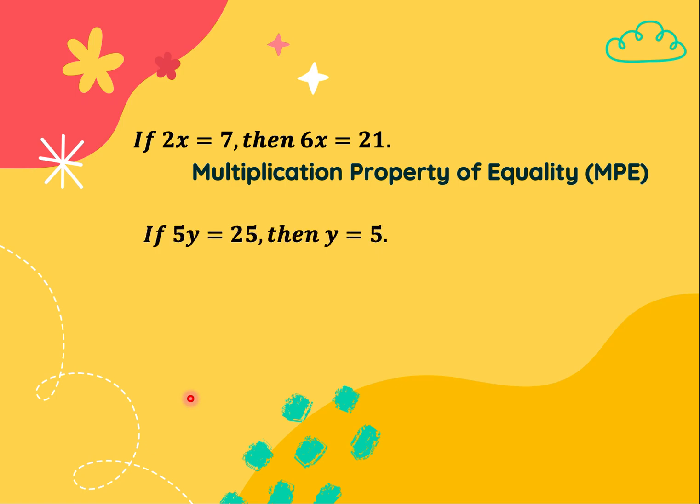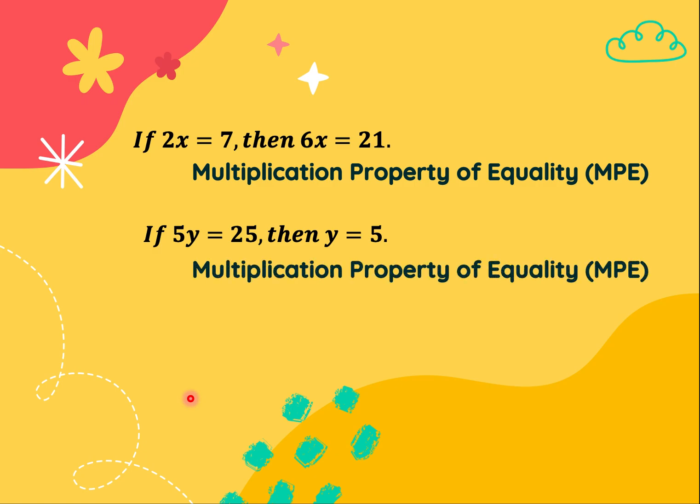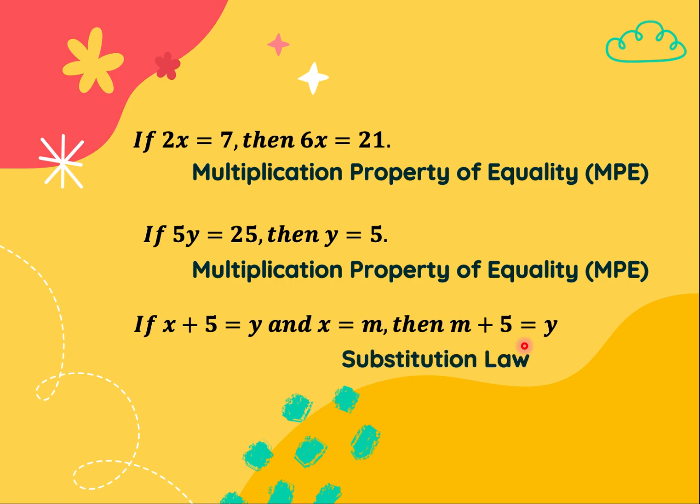Next one, if 5y is equal to 25, then y is equal to 5. Here, we divide both sides of our equation by 5, or we multiply both sides of our equation by the reciprocal of 5, which is 1/5. So therefore, the property that we use is again MPE. And the last one, if x plus 5 is equal to y and x is equal to m, then m plus 5 is equal to y. As you can see here, the value of x is m, and we just simply change x and make it m. So the property that we use is the substitution law.